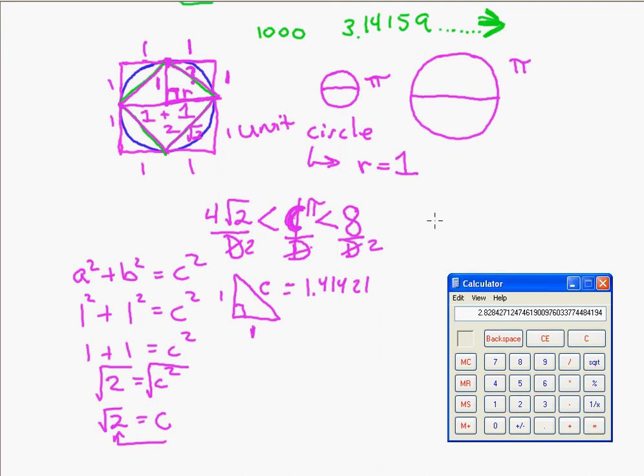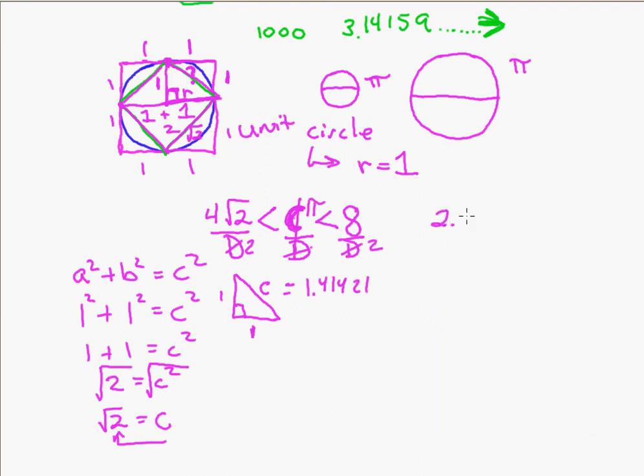That's much better. Okay, so pi is somewhere between 2.82847, we'll just call it 2.828, and pi is less than 8 divided by 2, which is 4. So I told you this is a very rough approximation, just trying to illustrate the method that people have used to calculate pi for thousands, a couple thousand years anyway.